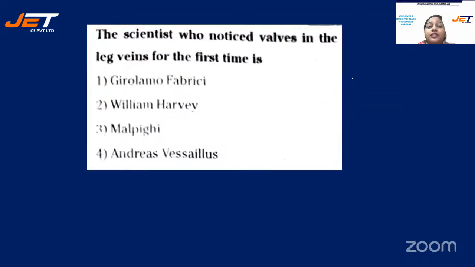Next one. The scientist who noticed walls in the leg veins for the first time is Girolamo Fabrici, William Harvey, Malfigi, or Andreas Vesalius. The scientist who noticed was, then it will be number 1, Girolamo Fabrici. Okay, students? Girolamo Fabrici is the right answer.